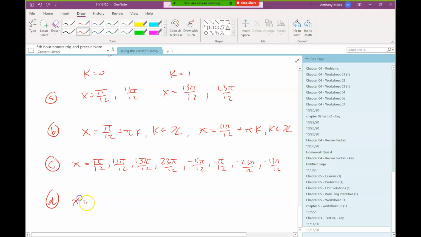For part D, I know I'm going to need all of my answers from A. So I'll write those down right away. And then I'm going to take all my answers from C that are bigger than negative pi. So that's just those two.